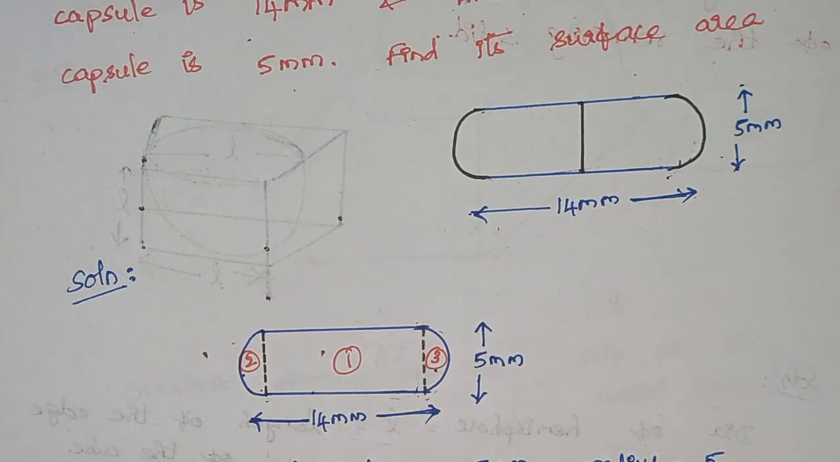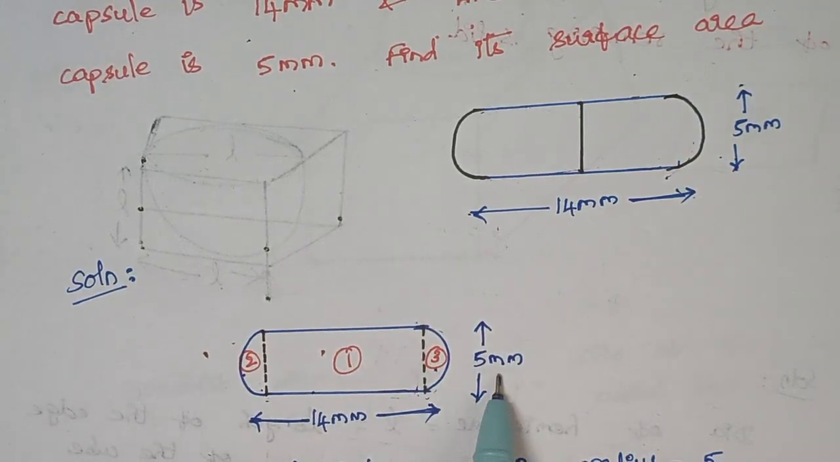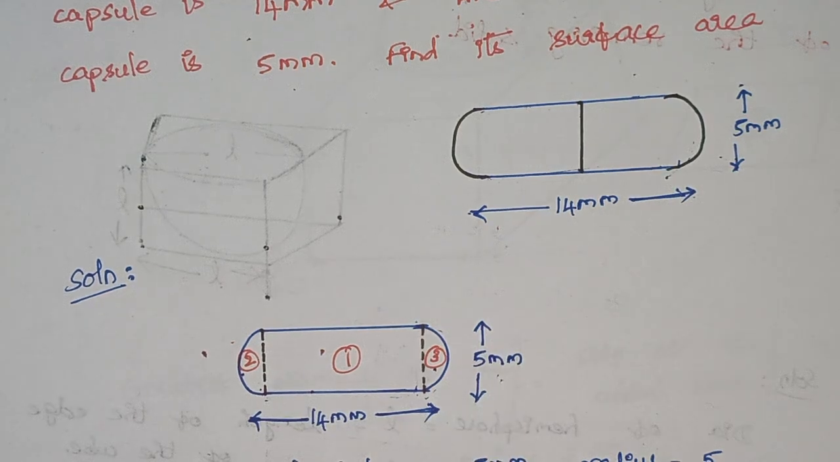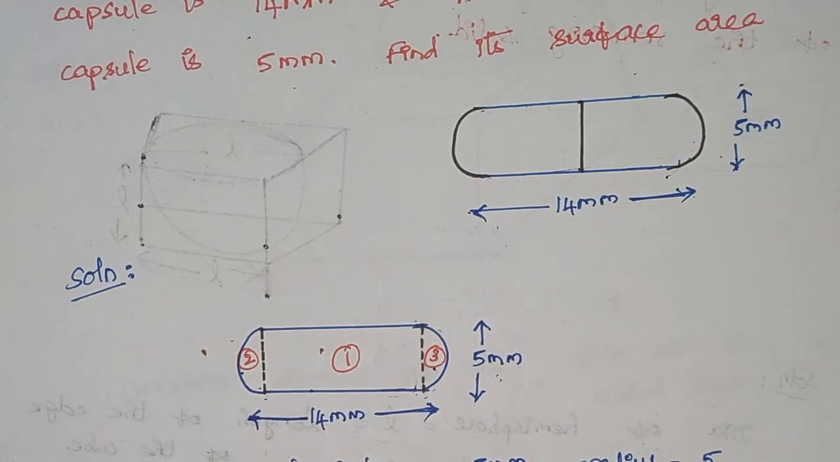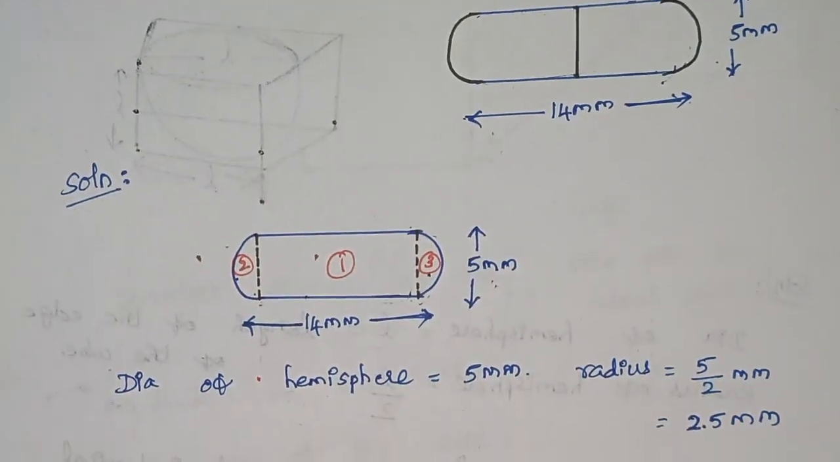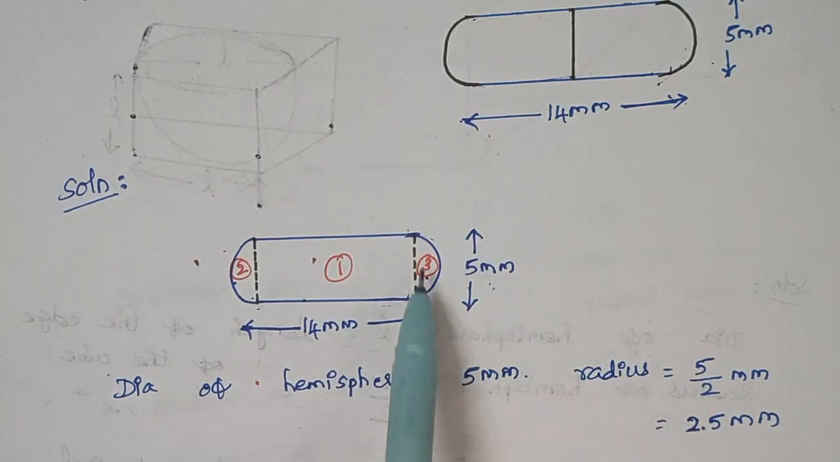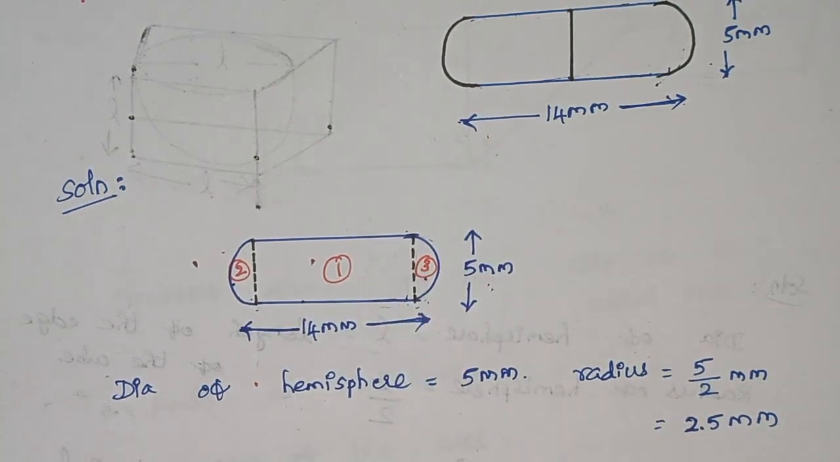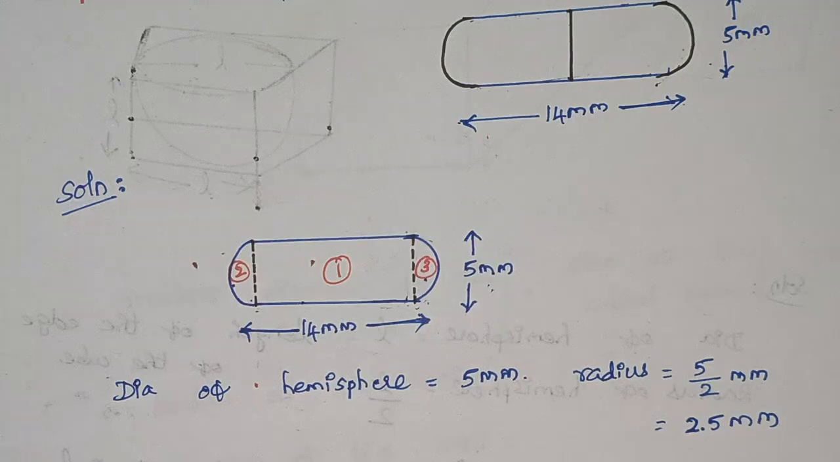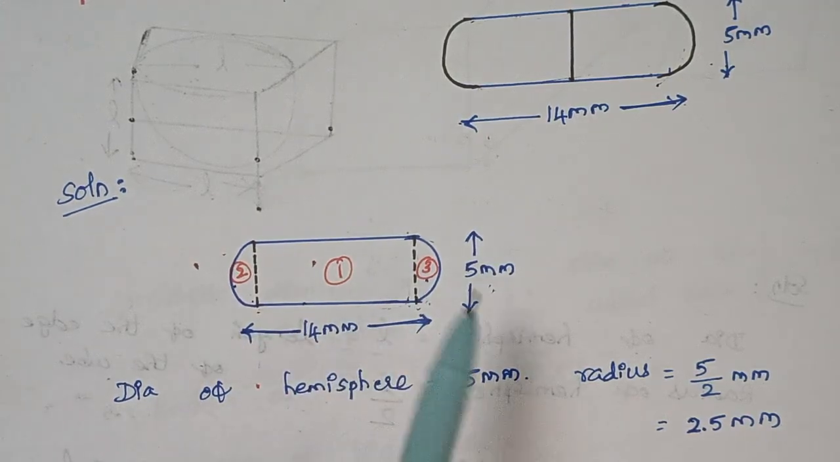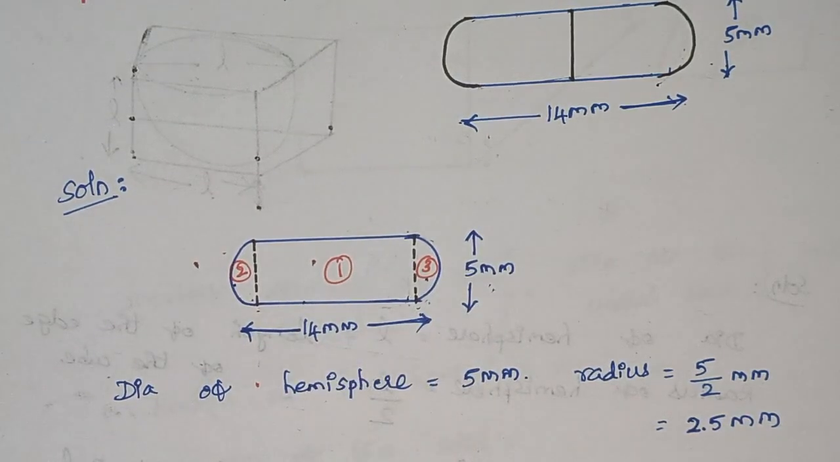finally we can easily get the surface area, right? So here you see the diameter of the capsule is given as 5 mm. So what about the radius? Obviously it is 5 divided by 2, which is 2.5 mm, right? So here the radius of this hemisphere is 2.5 mm, right? Now the next thing is we are going to find the length of the cylinder, or height of the cylinder. So how to calculate the height of the cylinder alone?